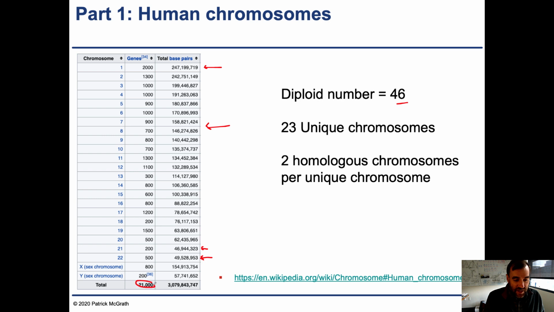If you add all these up, you have about 21,000 genes. The human genome encodes about 21,000 genes, and there's about 3 gigabases of DNA that are encoded.